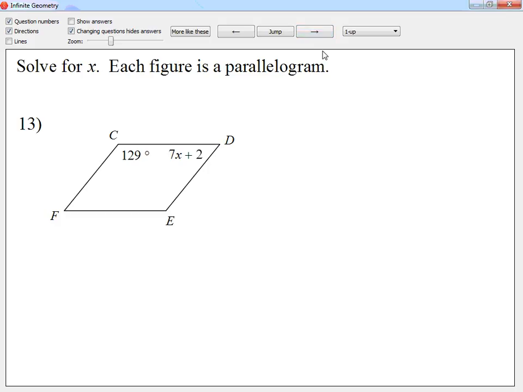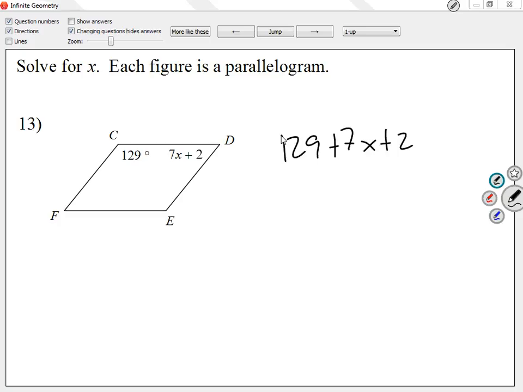Now looking at 13, on the back side, we have parallelograms. Solve for each figure is a parallelogram. For parallelograms, for the angles, if they're adjacent, like in this case, C and D, they add up to 180. So I'm just going to say 129 plus 7x plus 2 is equal to 180. If they're adjacent, which means they're connected by a side, they add up to 180.